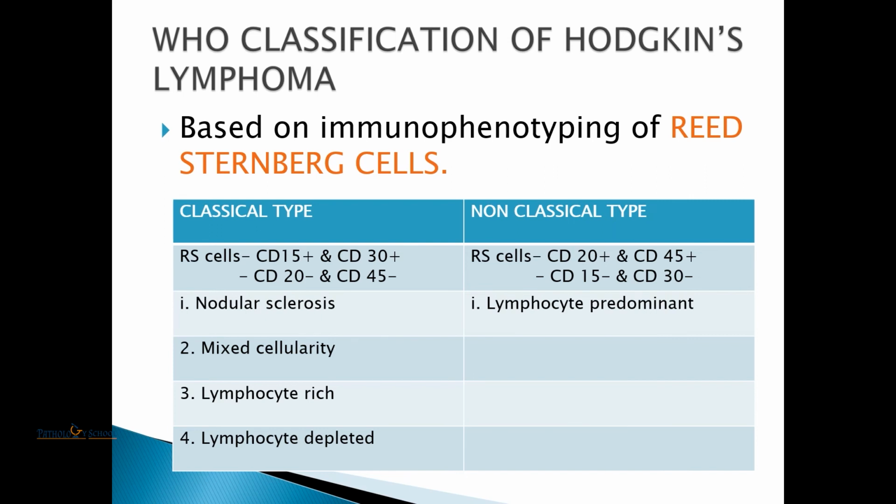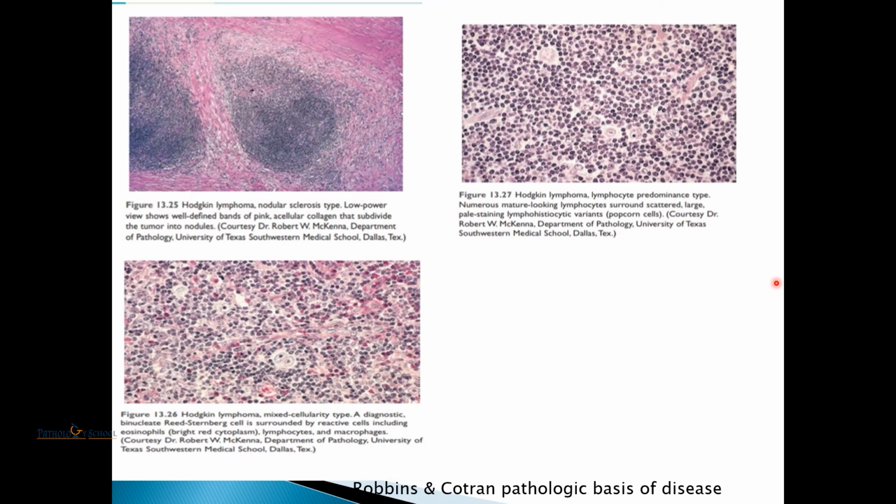In classical type, the RS cells are CD15 and CD30 positive and CD20 and CD45 negative. And in non-classical type, RS cells are CD20 and CD45 positive and CD15 and CD30 negative. I have already elaborated the subtypes of this classical and non-classical type. These are the pictures of Hodgkin's lymphoma.